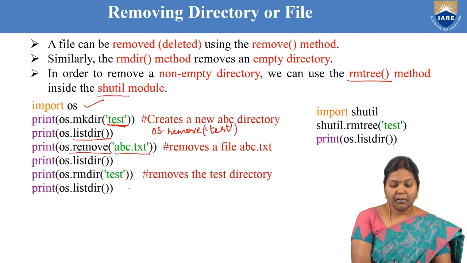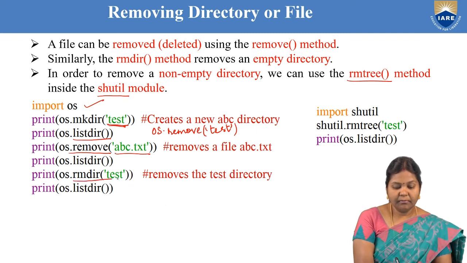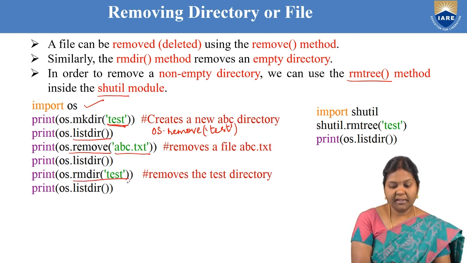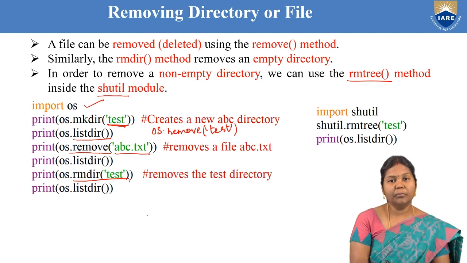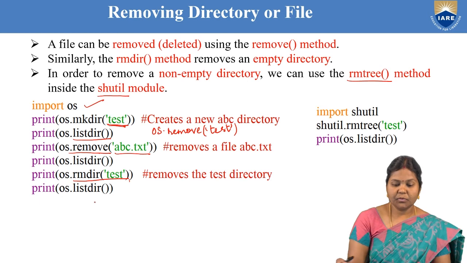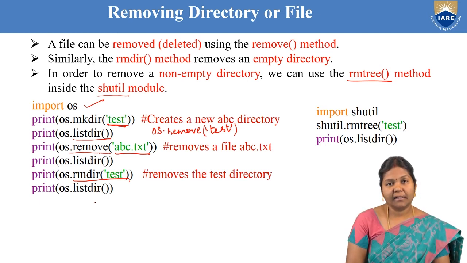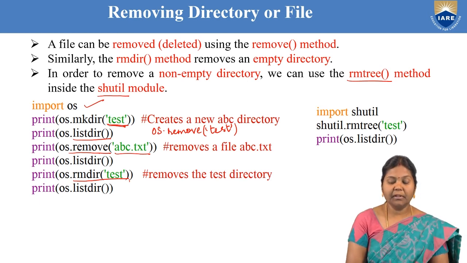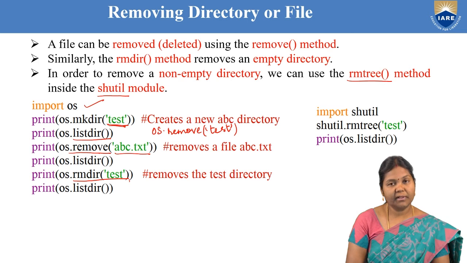Okay. So you can write rmdir to remove a directory, and to remove a file, you can simply use the remove method. So this is the way a directory or a file can be removed. The remove method will normally remove a file. The rmdir, remove directory method, will remove a directory, but it must be empty. If it is non-empty, then you have to use the rmtree method.